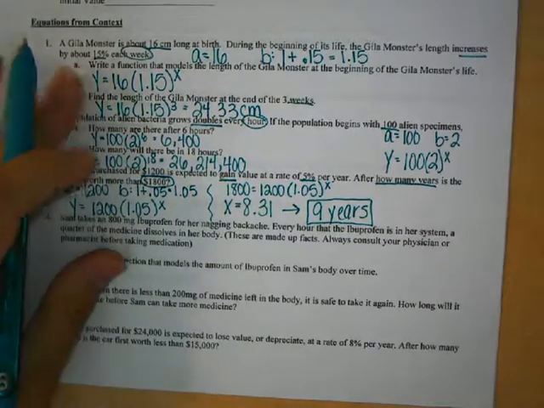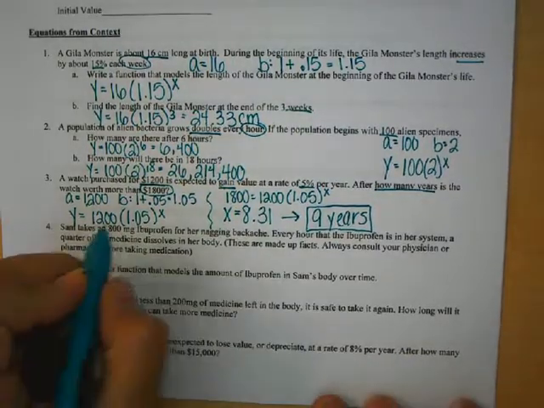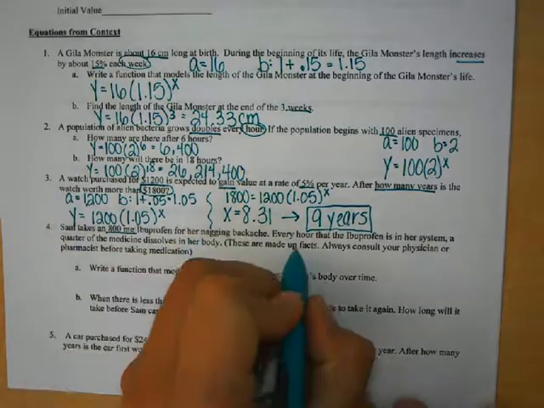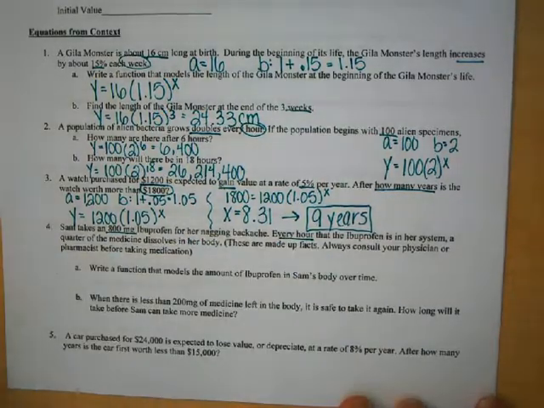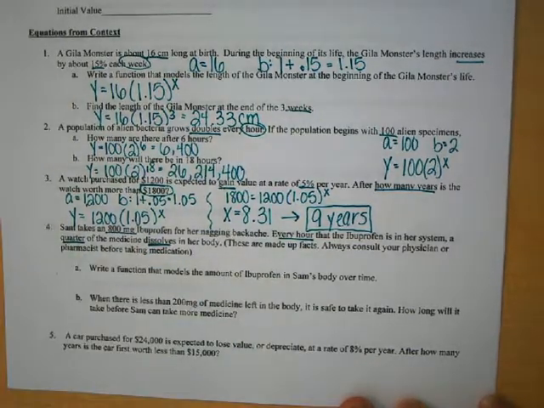All right, so let's look at number 4. Sam takes 800 milligrams of ibuprofen for her nagging backache. Every hour a quarter of the ibuprofen in her system dissolves. So they're telling me everything I need.